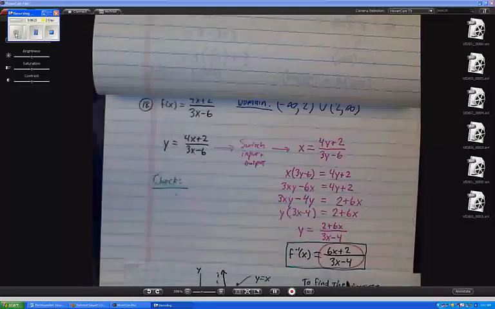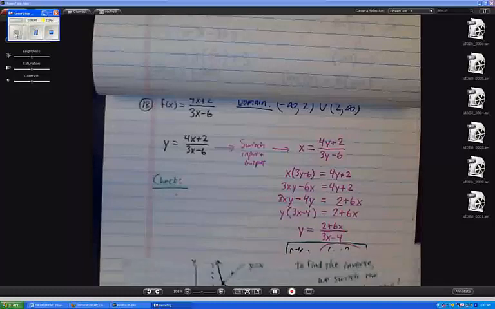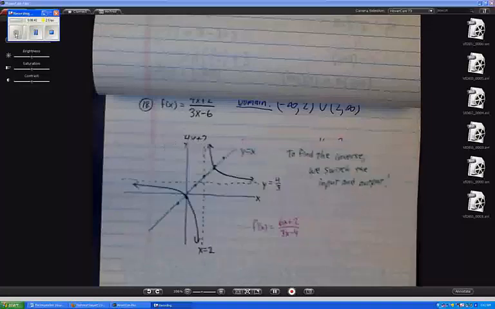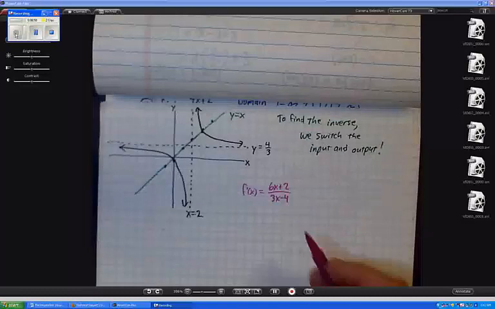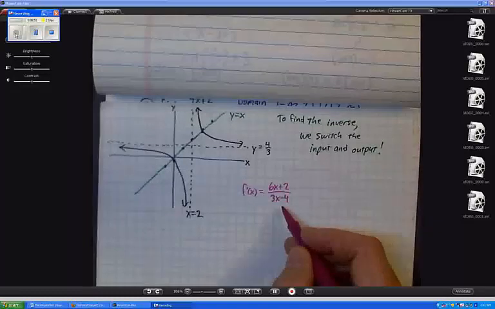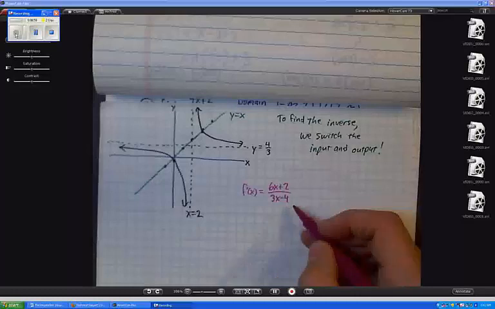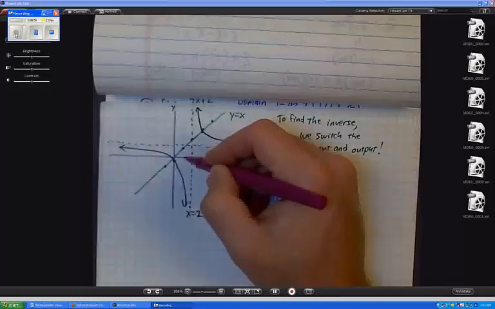So we're saying f negative 1 of x is 6x plus 2 over 3x minus 4. Where would the vertical asymptote be? You guys can't see that. Where would the vertical asymptote be for this graph? 6x plus 2 over 3x minus 4. Wouldn't it be 4/3, right? So where's that? That's around, there's 1. Right around here, at x equals 4/3, you'd have a vertical asymptote.